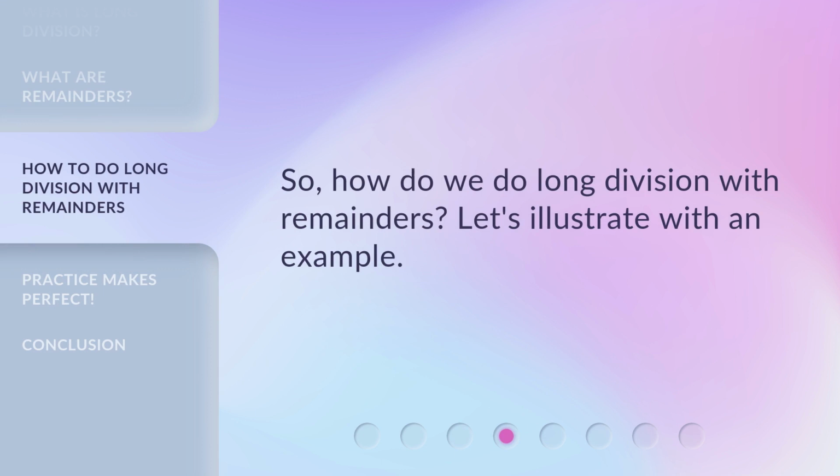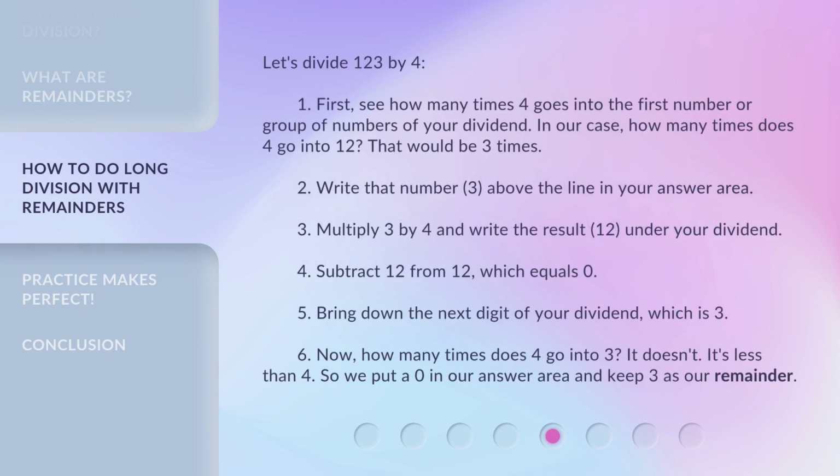So, how do we do long division with remainders? Let's illustrate with an example. Let's divide 123 by 4. 1. First, see how many times 4 goes into the first number or group of numbers of your dividend. In our case, how many times does 4 go into 12? That would be 3 times.